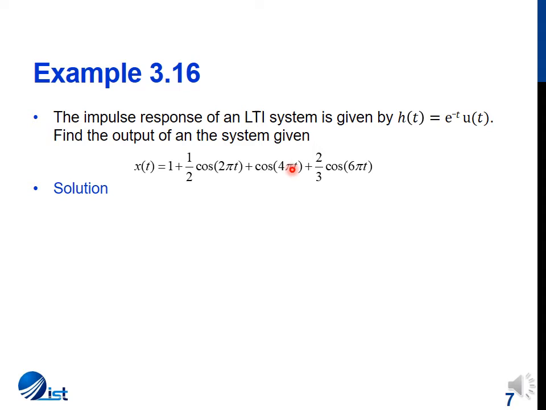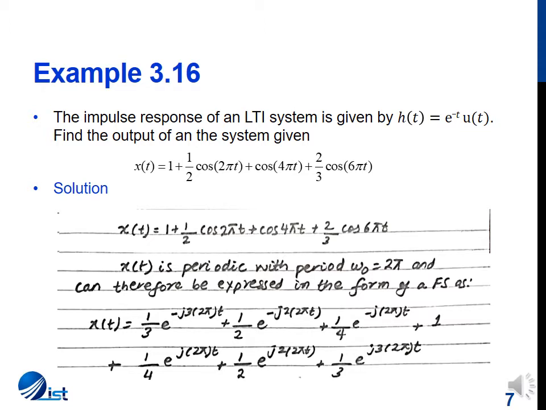So to solve this question, first of all, we have to see whether x of t can be expressed in the form of an exponential Fourier series. When we look at this input signal, we can see that this input is a sum of 3 cosine waves, and the fundamental or the basic period can be seen as omega naught equal to 2 pi. So this is the DC component, this is the fundamental or the first harmonic, this is the second harmonic, and this is the third harmonic.